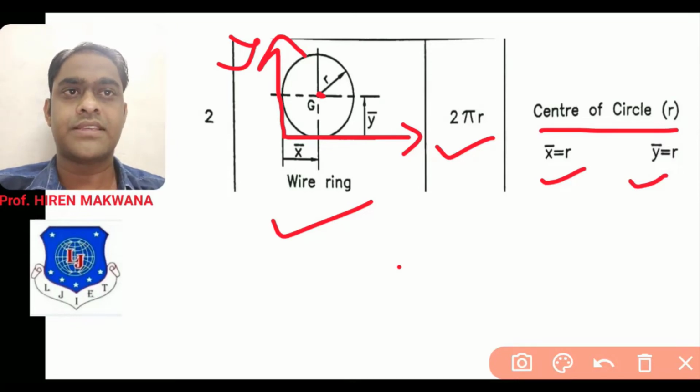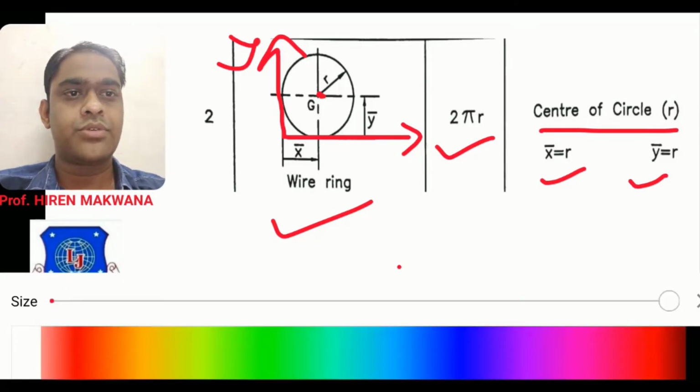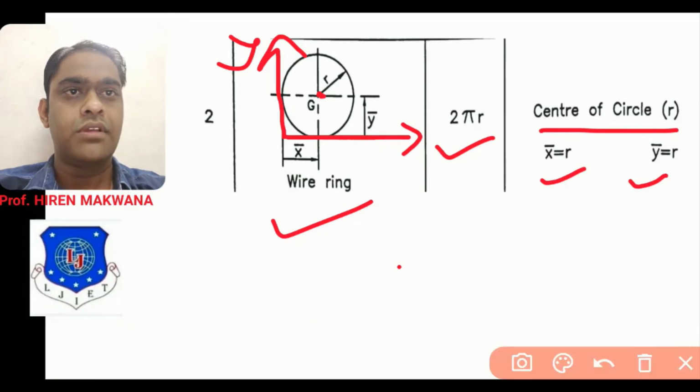Now from this axis you have to check the perpendicular distance up to the CG, up to the center of the circle. Let me show you, if from the y-axis you are going up to the circle, the center of the circle like this, then this distance will be r. So it is known as the horizontal x coordinate, r.